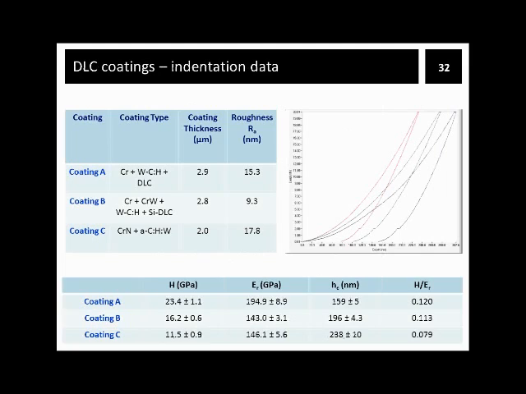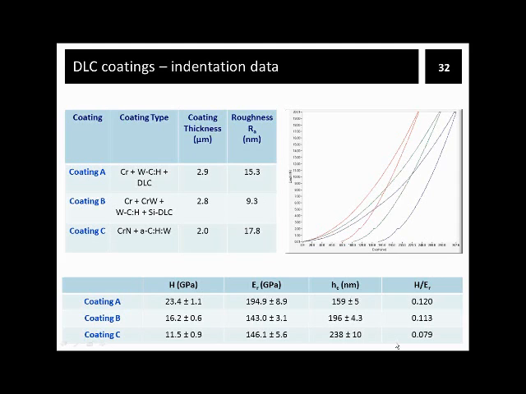Now I have a couple of slides left on DLC coatings under nanofretting before I finish with this case study. Three types of DLC coatings with various thickness and roughness, as shown in the table here, were studied. Through nano-indentation, we measured hardness and elastic modulus of all three coatings, but more importantly, we were interested in the H/E ratio, which is shown in more detail here.